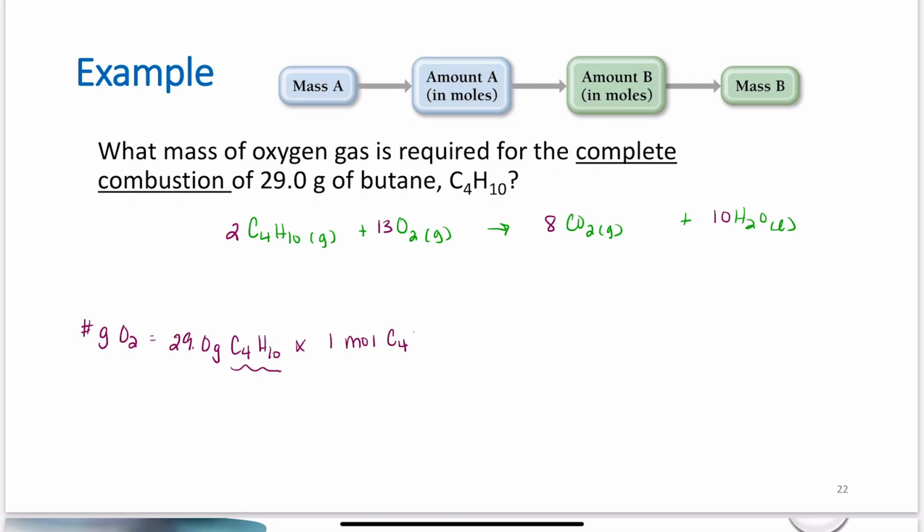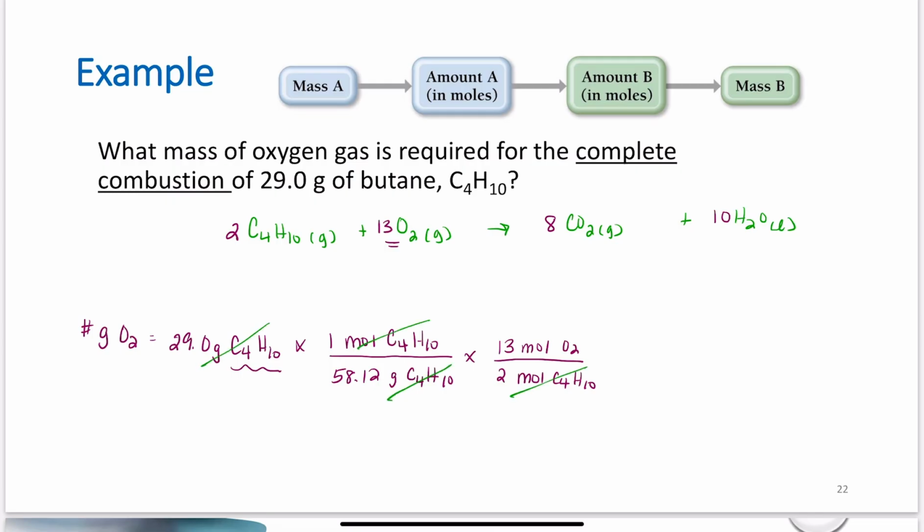First thing you need to do is convert to moles. If you don't know what to do, convert to moles. It's probably the right step. Add up the molar mass of butane. You're going to get 58.12 grams of C4H10 for every 1 mole of C4H10. Now I want to know how many grams of oxygen. So I'm going to look at my oxygen. I've got 13 moles of O2 being consumed for every 2 moles of C4H10 being consumed.